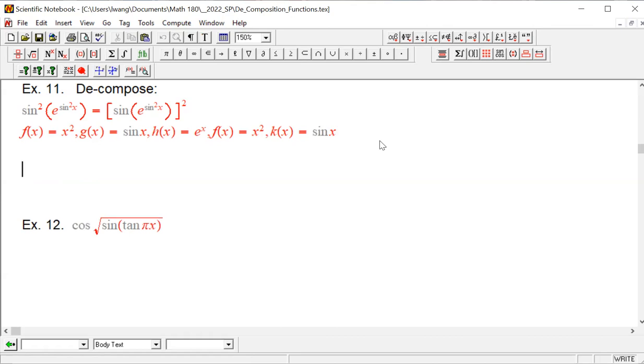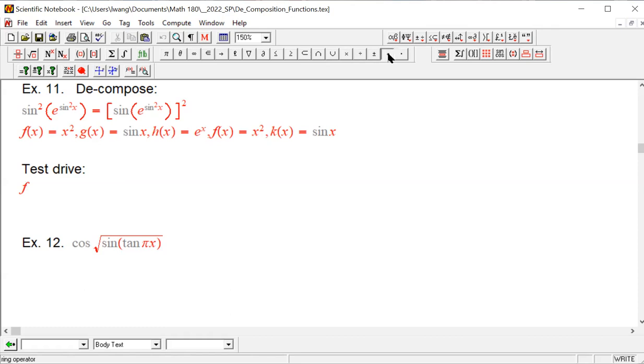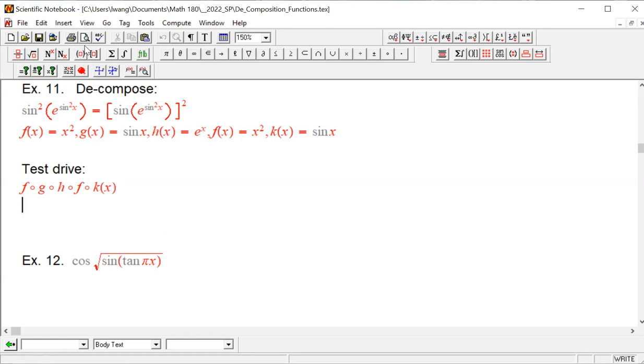Composition. So let's test drive it. Test drive the composition. Does it work? How will this be composed? This will be composed as f composite g, composite h, composite f again, and composite k of x. Many layers of composition.